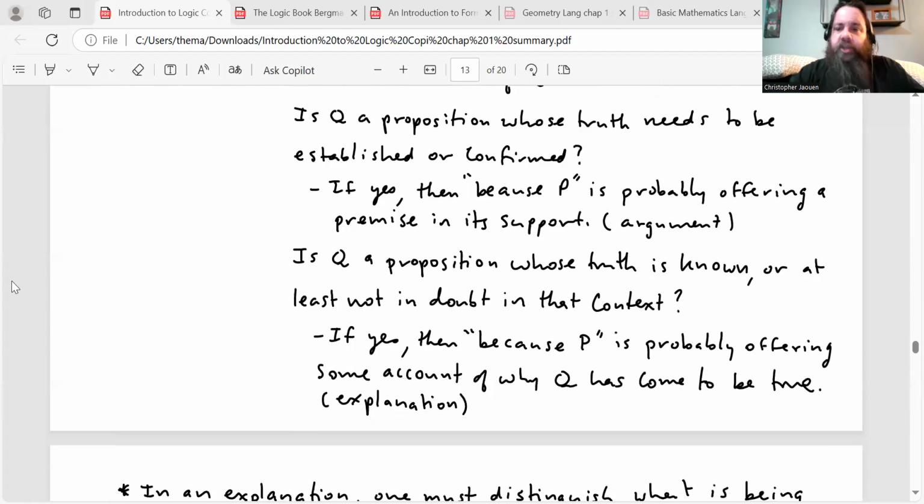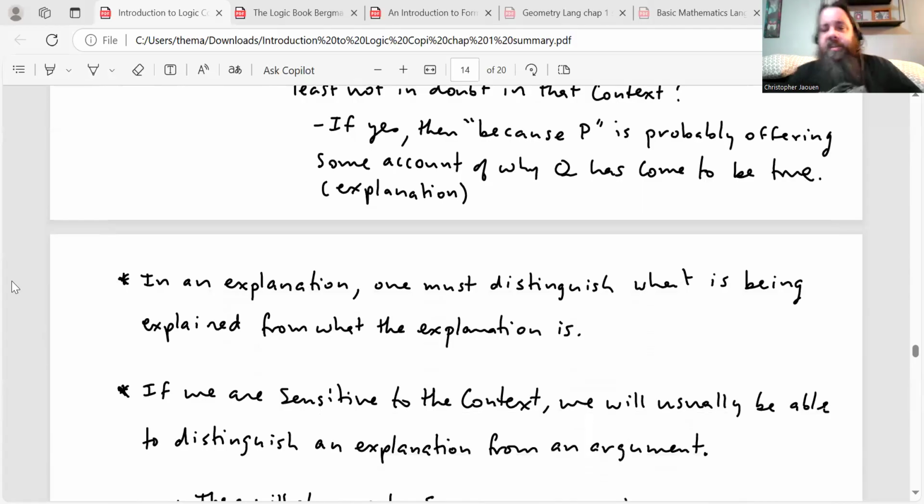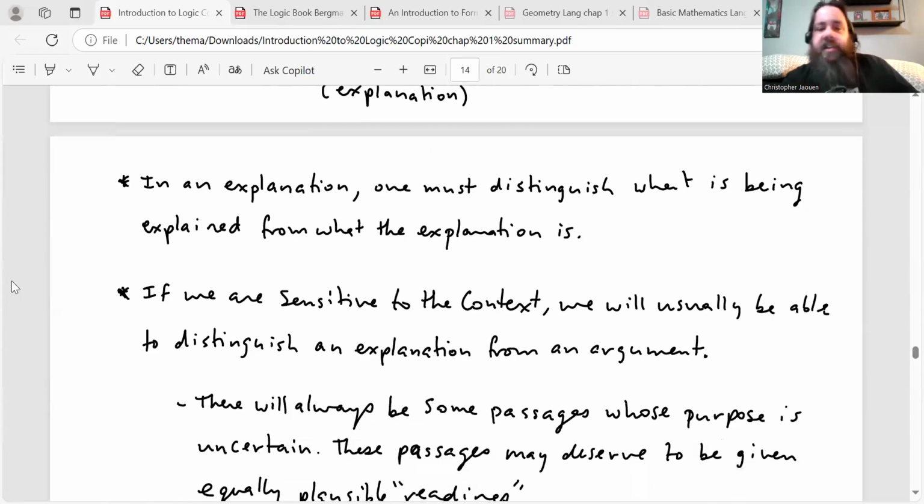Is Q a proposition whose truth is known, or at least not in doubt in that context? So here, context is very important. If yes, then because P is probably offering some account of why Q has come to be true. In other words, the author is probably offering an explanation. In an explanation, one must distinguish between what is being explained and what the explanation is. If we are sensitive to the context, we'll usually be able to distinguish an explanation from an argument.